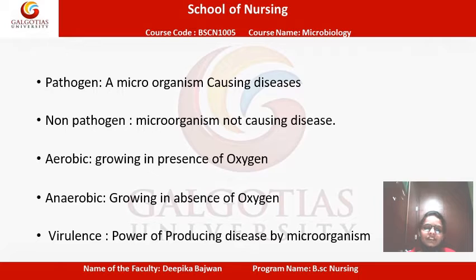Now the next term we have is virulence. Virulence is the power of producing a disease by the microorganism. It means the disease-producing power of the bacteria is known as virulence. Whenever bacteria enter your body, it depends on the power of producing disease. Some bacteria have less virulence power, and some bacteria have more virulence power. So the power of producing disease is known as virulence.